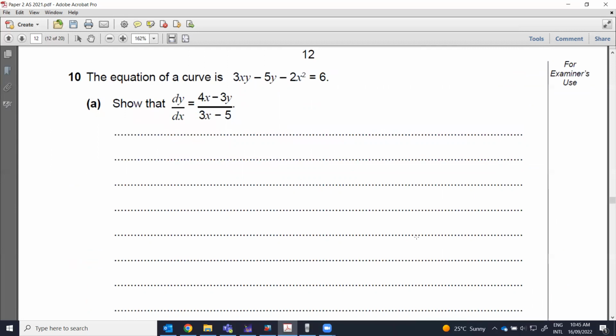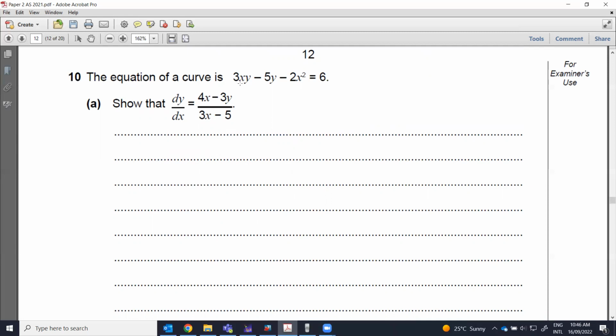Number 10. We have the equation of the curve 3xy minus 5y minus 2x squared is equal to 6. Show that dy/dx is equal to this. Here we have to use implicit differentiation. So remember that y is a function of x.